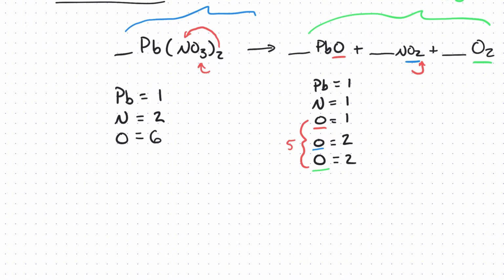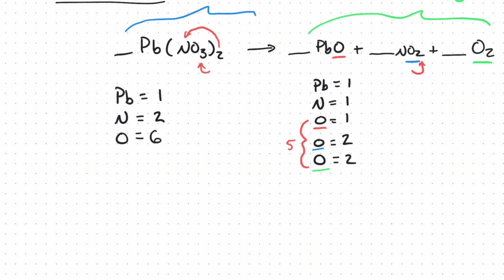As I look at lead, or Pb here, I can see that the lead is actually already balanced. I have currently 1 lead on this side and 1 lead on this side. So I can go ahead and move on to the next element. My next element is nitrogen.